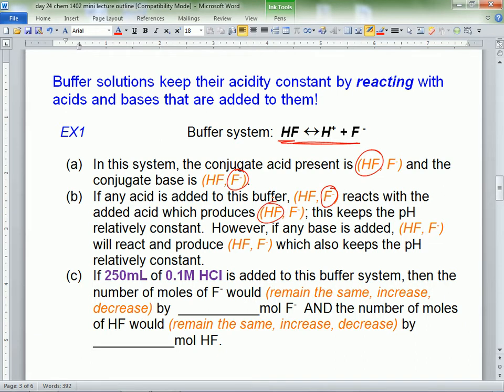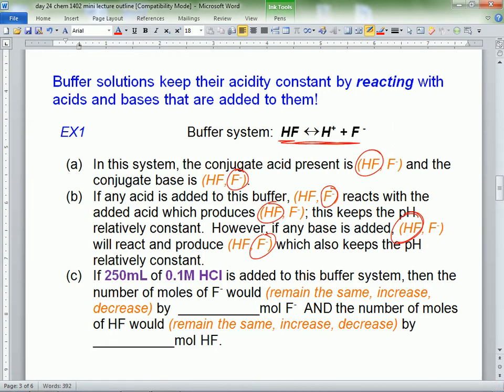Okay, let's finish it. Go ahead. However, if any base is added, HF will react and produce F. Yes. It also keeps the pH relatively constant. I mean, it's not going to be perfect, but it's going to keep the pH relatively the same. Okay, so now we're going to get a little more specific here, Erica.